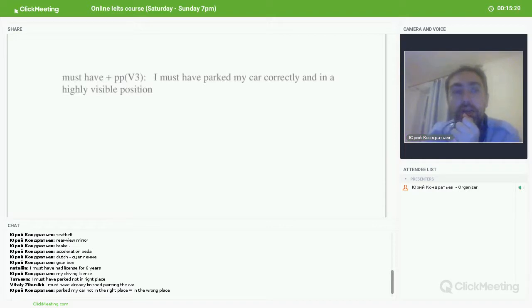Here's my example. I must have parked my car correctly and in a highly visible position. It means that I had to do it. Мне следовало, я должен был припарковать машину правильно. In a highly visible position, like this. Park my car. Okay.